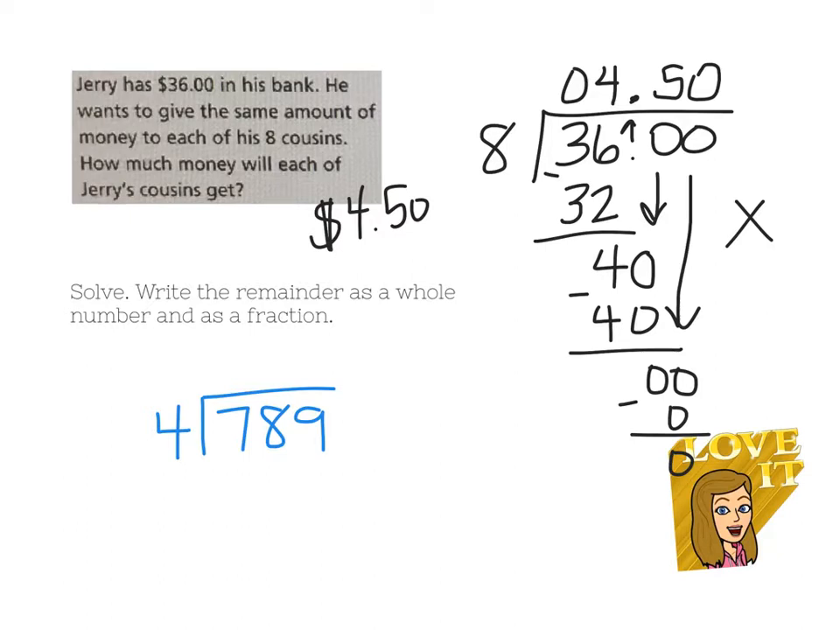4 going into 7. 4 can go into 7 one time. 4 times 1 is 4. Subtract. 7 minus 4 is 3. Bring down the 8 to make 38. 4 goes into 38. Let's see, 9 times. 4 times 9 is 36. Subtract. 38 minus 36 gives me 2.